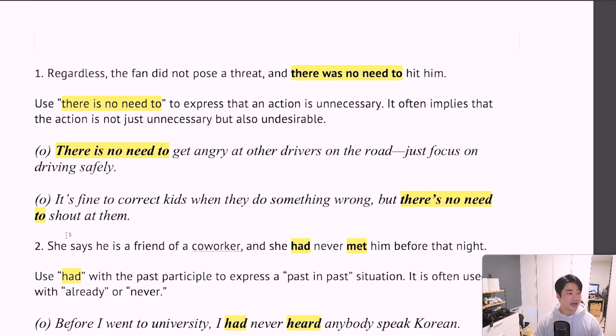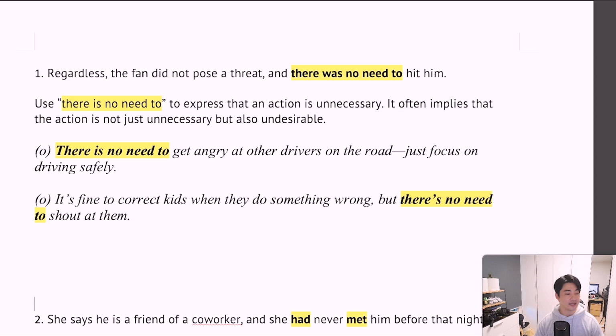Number 1. Regardless, the fan did not pose a threat and there was no need to hit him. As we can see, I've highlighted "there was no need to." So we use "there is no need to" to express that an action is unnecessary. It often implies that the action is not just unnecessary but also undesirable. "There is no need to" is an expression meaning you don't have to do something. So, in this situation, there was no need to hit him, so this was unnecessary.